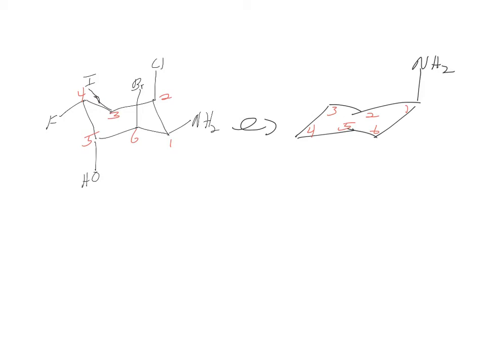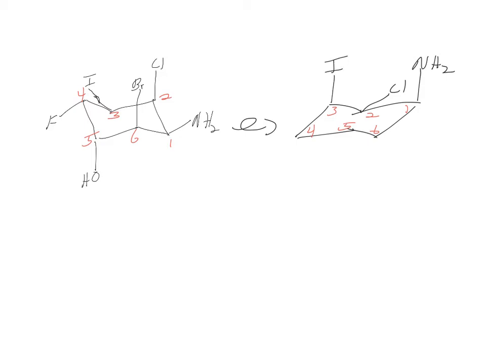Carbon 2 has a chlorine. That chlorine is up or down? Up. Is it axial or equatorial? Axial. So now it's going to be equatorial, but it has to be pointed up. So it'll be up this way. Carbon 3 has an iodine. Is that up or down? Up. Is it axial or equatorial? Equatorial. So now it needs to be axial and up.